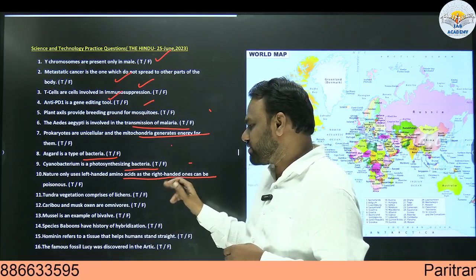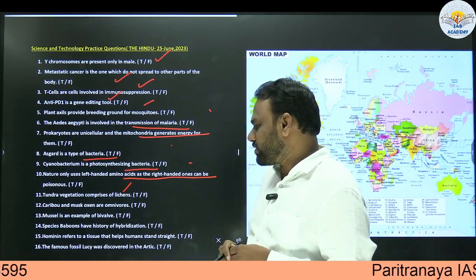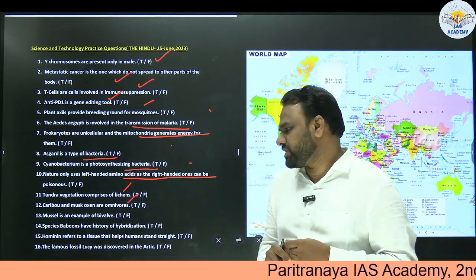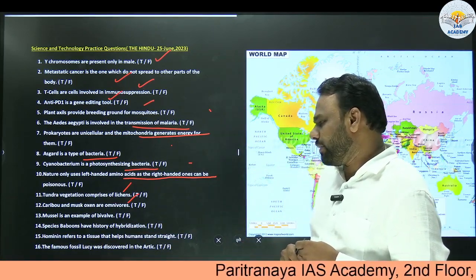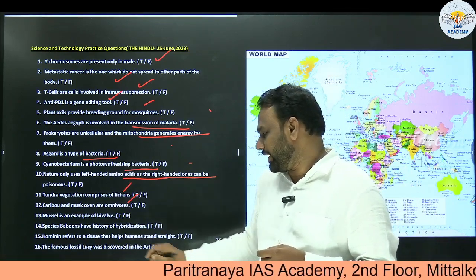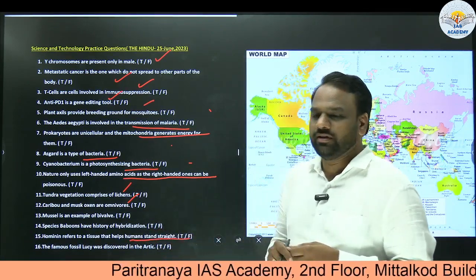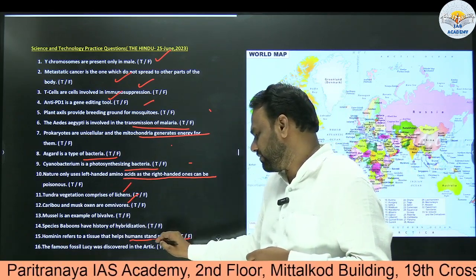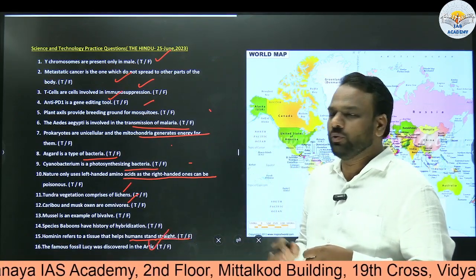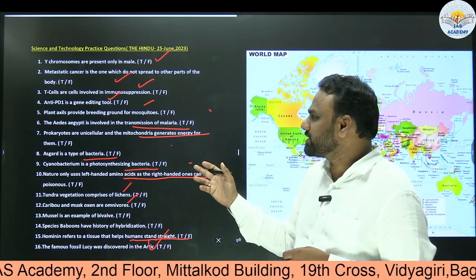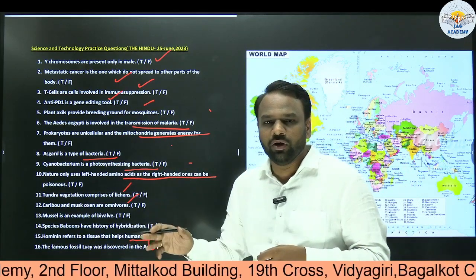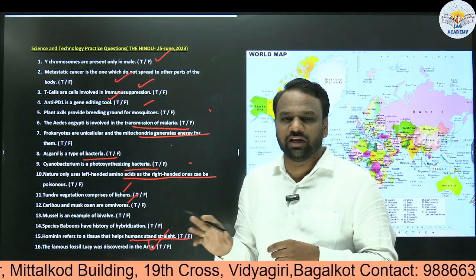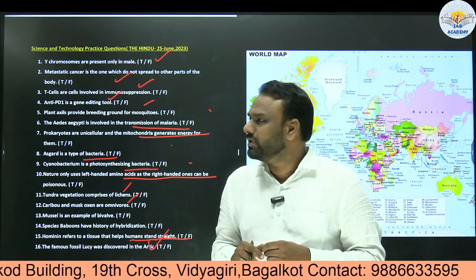Tundra vegetation comprises lichens. Caribou and musk oxen are omnivorous. Mussel is an example of a bivalve. Baboon species have a history of hybridization. Hominin refers to a tissue that helps humans stand straight. The famous fossil Lucy was discovered in the Arctic region. Okay, so these are the questions. If you want to answer through the comment box, you can answer whether it is true or false. Or if you want to attempt it in test mode, you can click on the link and attempt it.